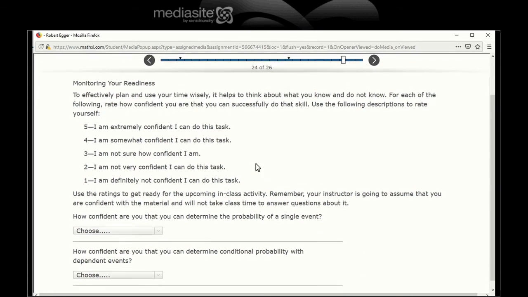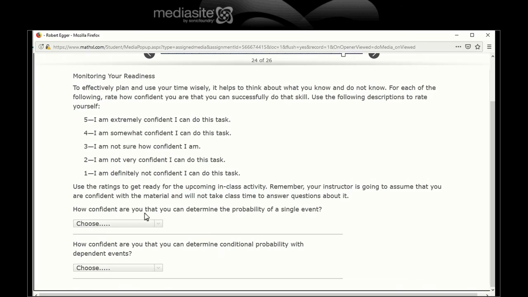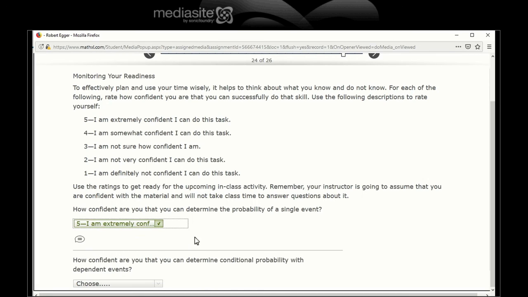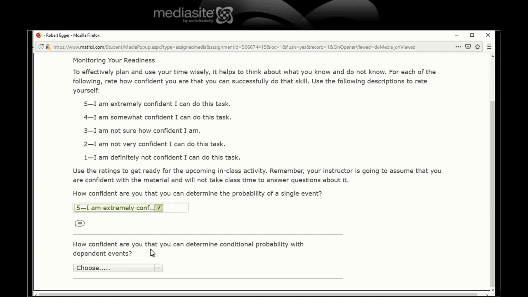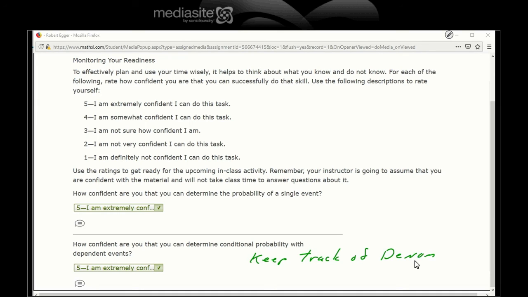Okay, hey, a little grading here. How confident are you that you can determine the probability of a single event? A single event, I am extremely confident. How confident are you that you can determine conditional probability? Extremely confident. Okay. Just keep track of the denominator of the probabilities, of course. All right.